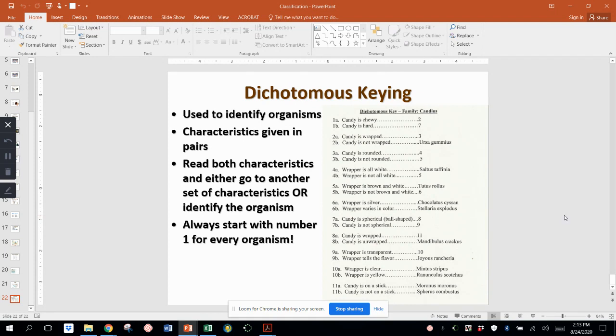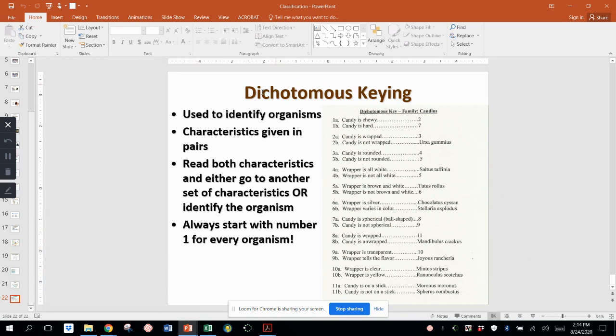Or one of the little round red and white mints. So the candy is hard. We always start back at 1, so 7. Candy is not spherical, so 9. The wrapper is transparent versus telling the flavor. It's going to be transparent completely because it's usually just clear, maybe with the logo on it or something. So go to question 10. The wrapper is clear, so it's called Mentis stripus. So with that kind of deal.